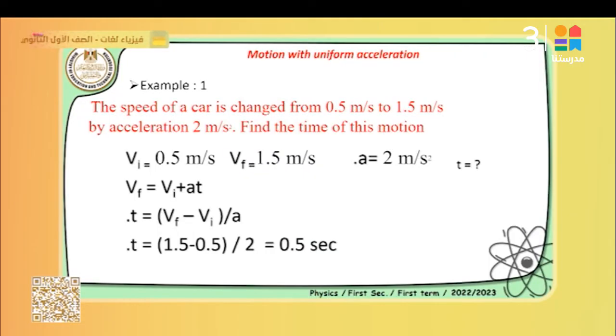بعد كده طلعت الجيفنز الموجود عندي في البروبلم وبعد كده ابتدي اشوف ايه اللي مطلوب مني and which equation is suitable to use to find the value or the magnitude of the unknown. طيب انا عندي ال first equation as it's an example. It's a direct application for the first equation, so we will use the first equation of course. V final equal V initial plus AT. So by transferring V initial to the other side, we get V final minus V initial all over acceleration just to find the magnitude of time. So T equal 1.5 minus 0.5 divided by 2, which is equal 0.5 second.